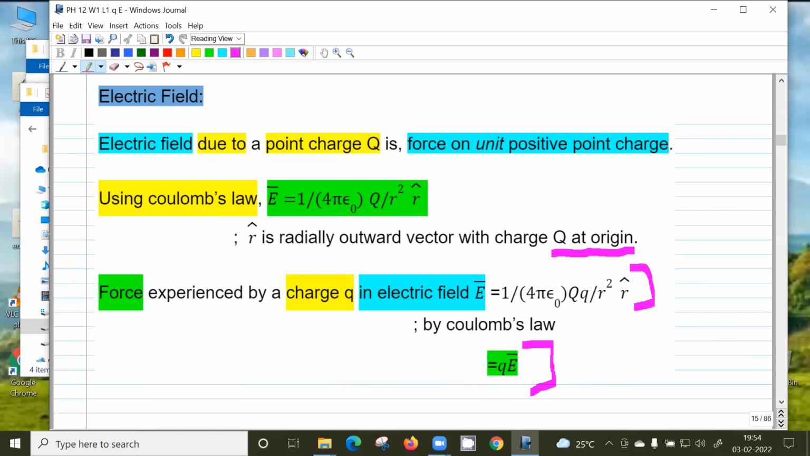Yes, sir. Okay, so this is the concept of electric field. Electric field is basically the Coulomb force due to a charge on a unit positive charge.